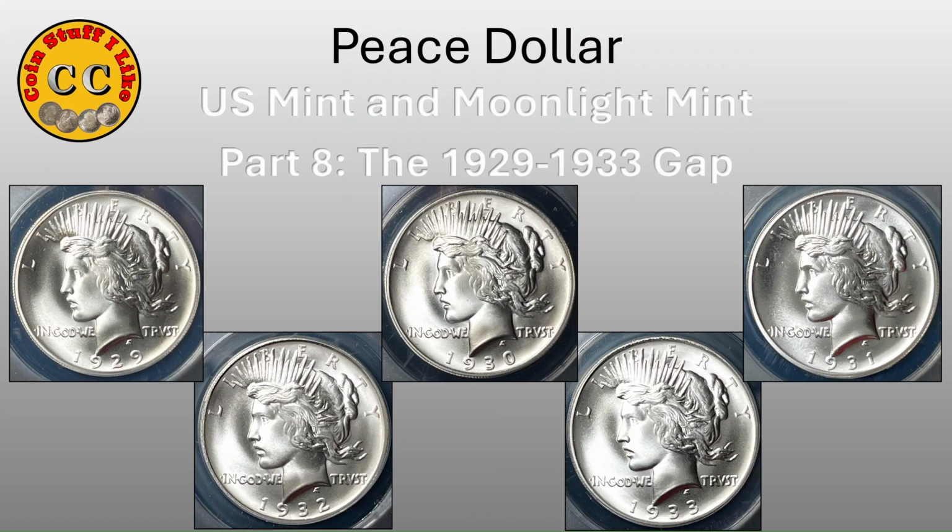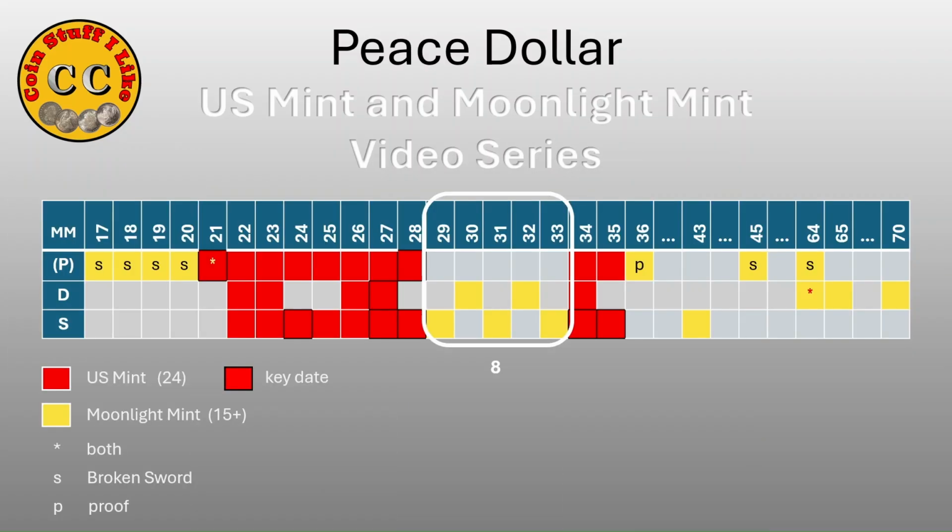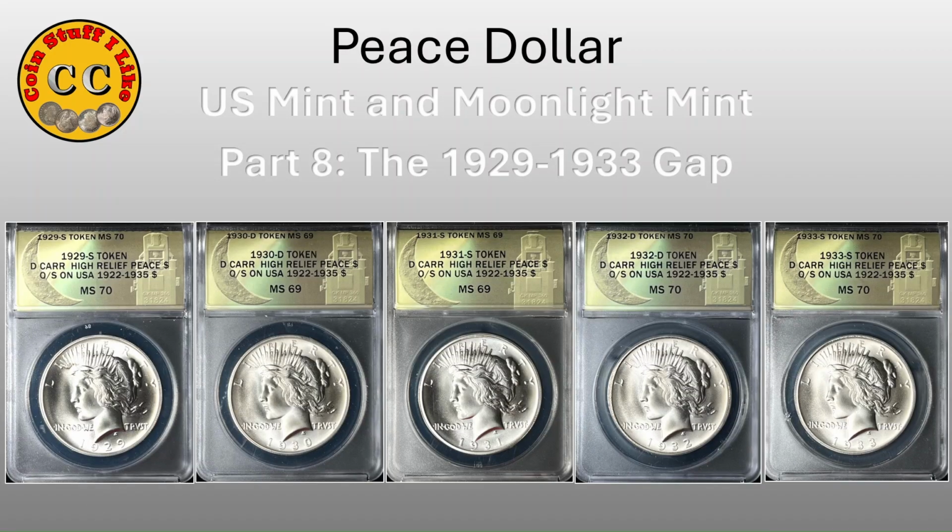So let's wrap this up and just say that, Dan Carr, Moonlight Mint, thank you for filling in this gap in the U.S. Mint production with these 5 beautiful fantasy pieces, 29 through 33. And now the gap is filled, and I'm very thankful. Beautiful coins, high grade, low mintage. What more can you ask for?